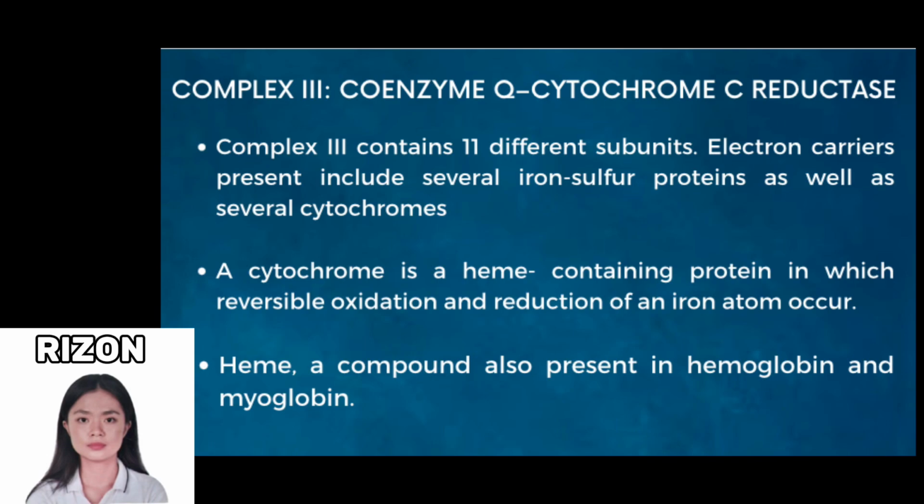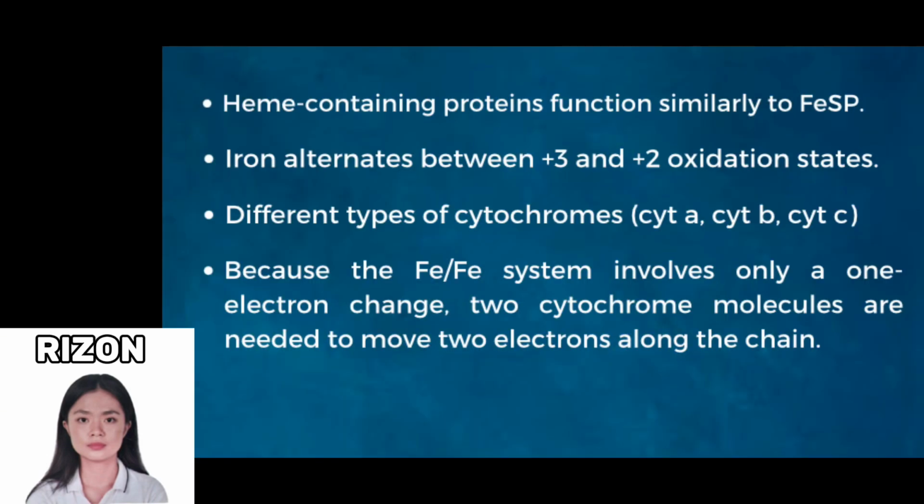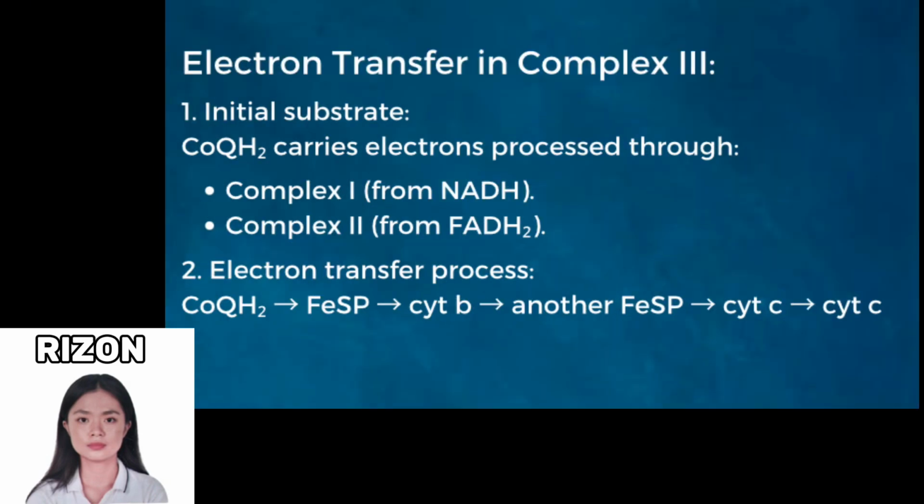Heme-containing proteins function similarly to iron-sulfur proteins. Iron alternates between +3 and +2 oxidation states. Different types of cytochromes are cytochrome a, b, and c. Because the iron system involves only a one-electron change, 2 cytochrome molecules are needed to move 2 electrons along the chain. So how does electron transfer in complex 3 work?